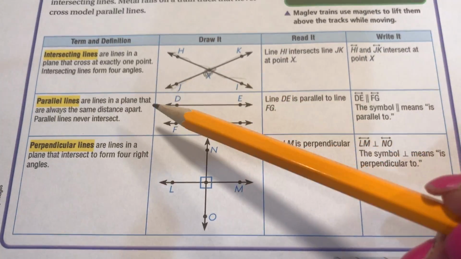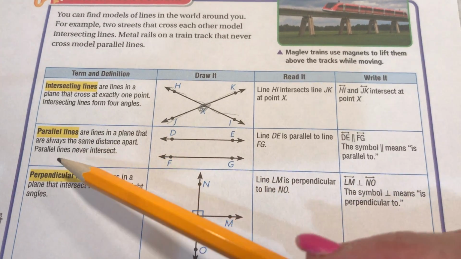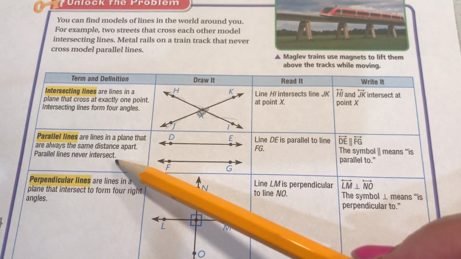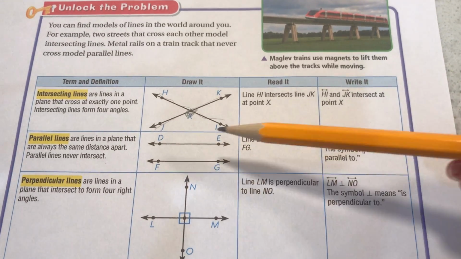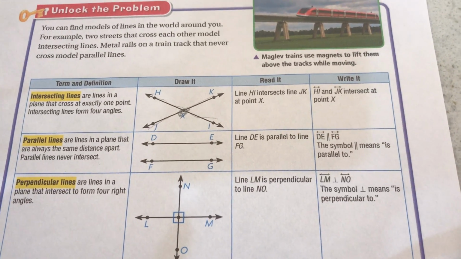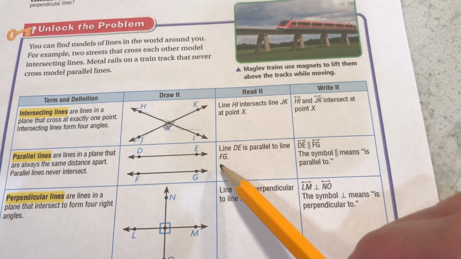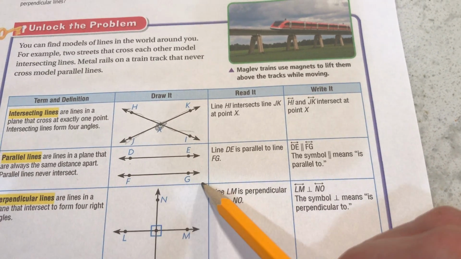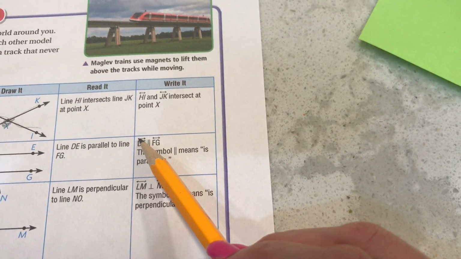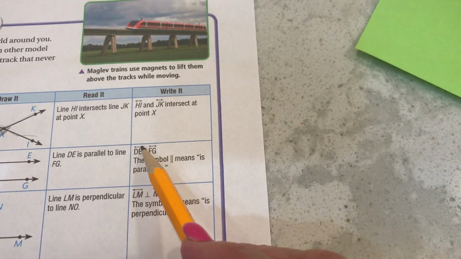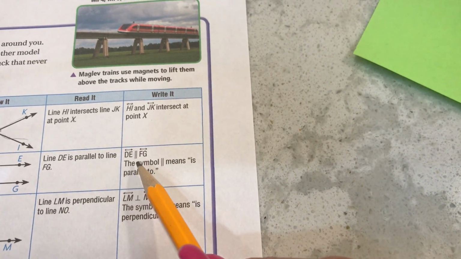Moving on, parallel lines are lines in a plane that are always the same distance apart. Parallel lines never, ever, ever intersect. They go to infinity and beyond, and they will never intersect. So line DE is parallel to line FG, and here's how I write it. Notice that the line icon is above, and those double lines is the symbol that means is parallel to.